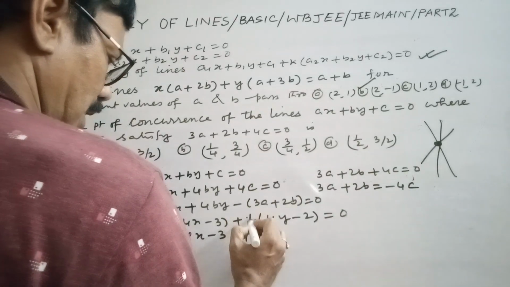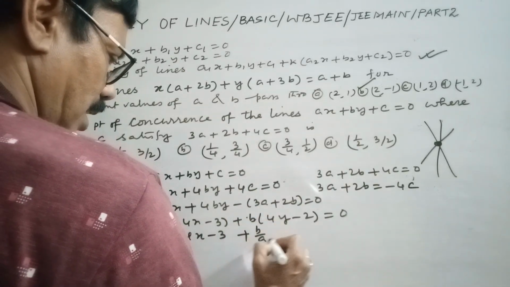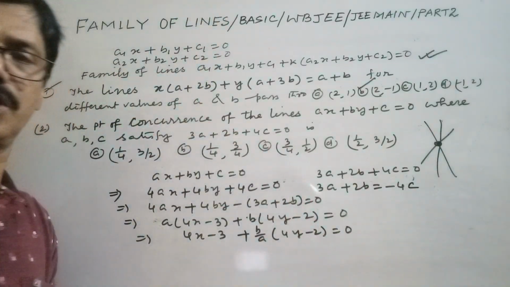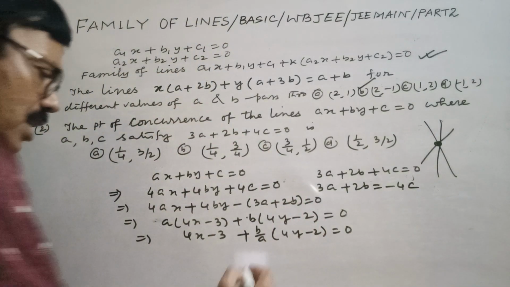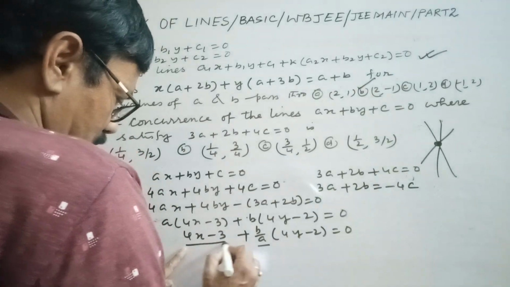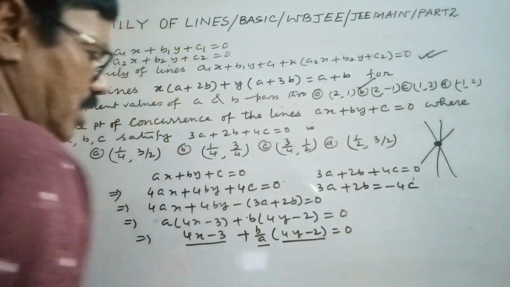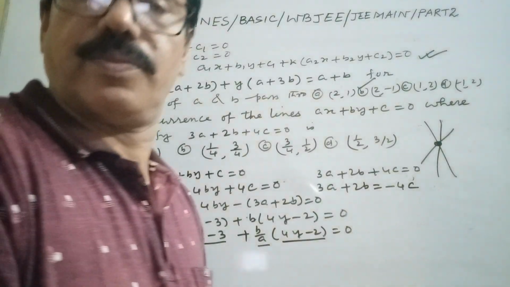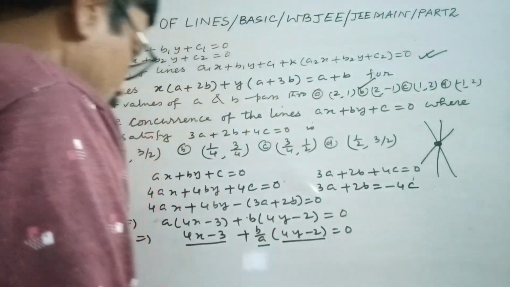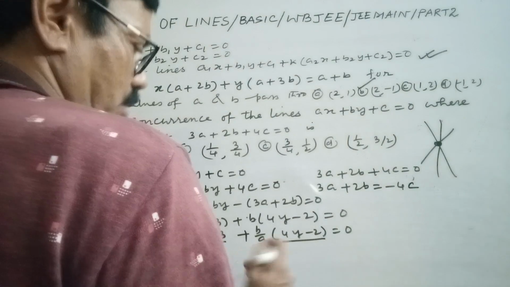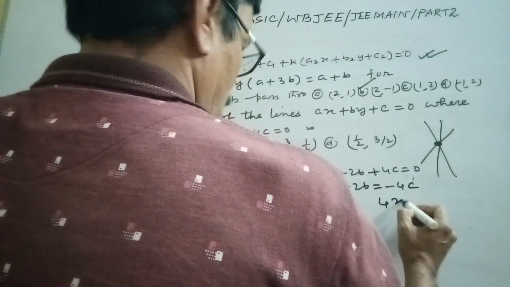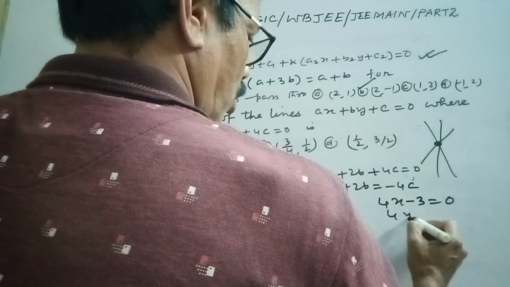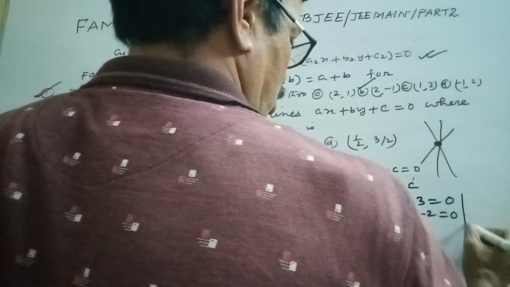So this one is b by a into (4y minus 2) equals 0. If we consider this as k, then first equation plus k into second equation equals 0. Obviously, we can say this is the combined equation. It passes through the intersection of 4x minus 3y equals 0 and 4y minus 2 equals 0.